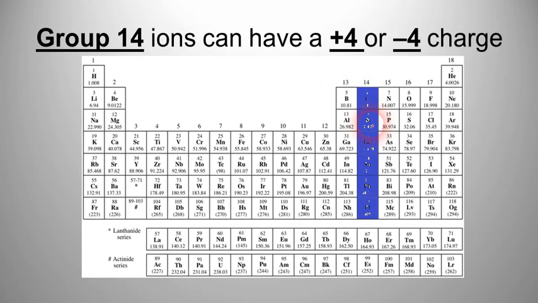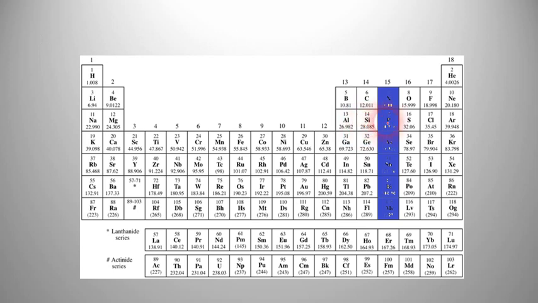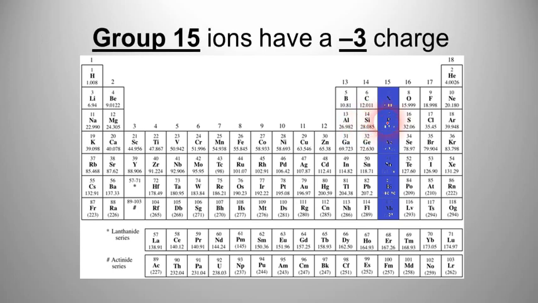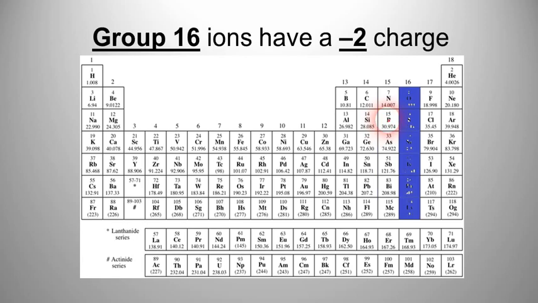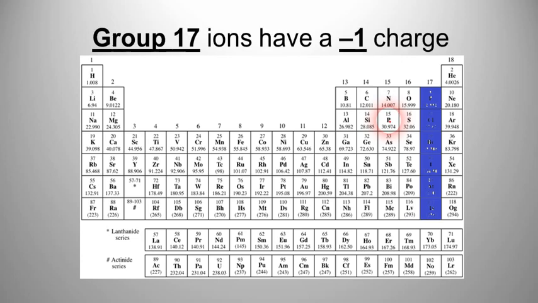Now, group 14 ions can go either way. Since they're kind of halfway between 0 and 8, they can either have a +4 or a -4 charge, depending upon what they're bonded with. Group 15, those are going to have a -3 charge. Group 16 will have a -2 charge. Group 17, the halogen ions, are going to have a -1 charge.